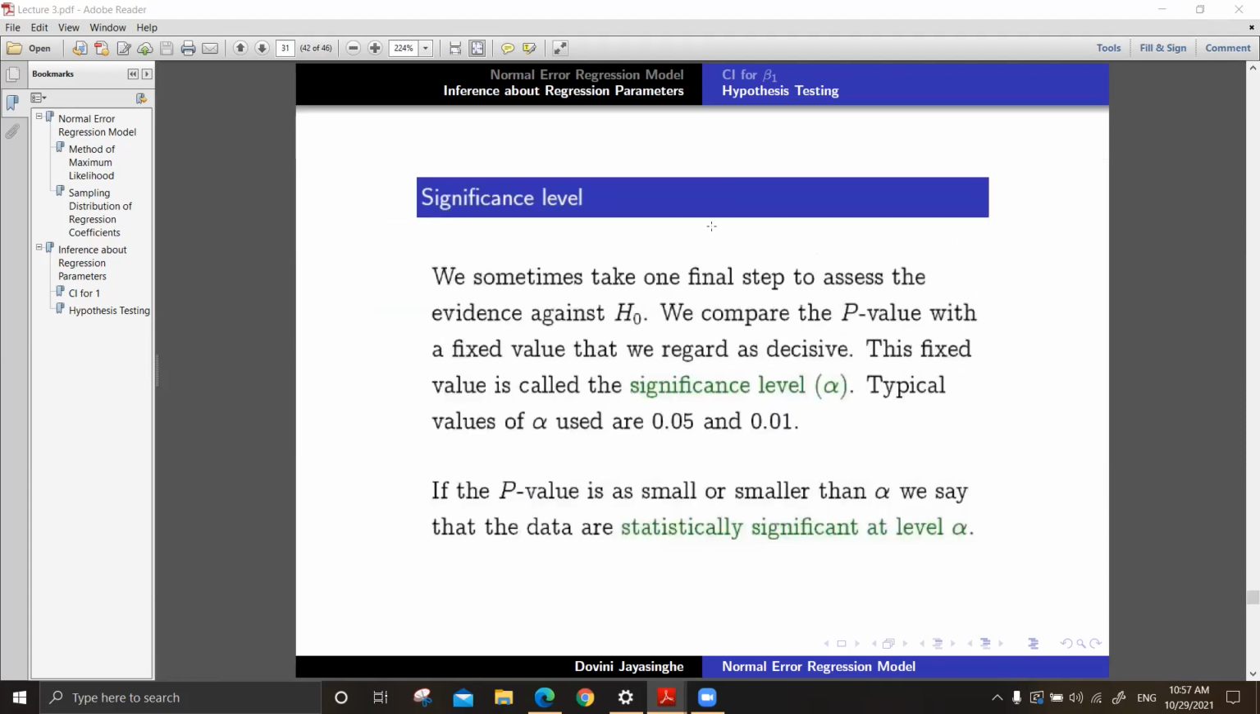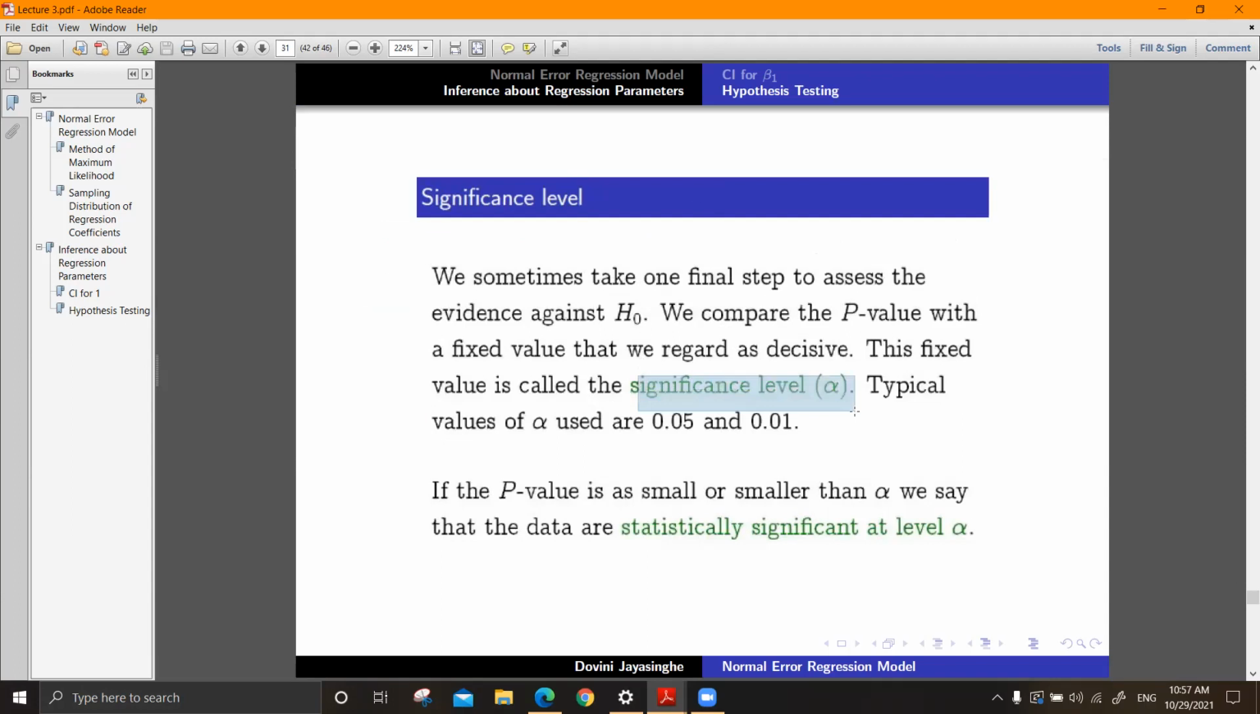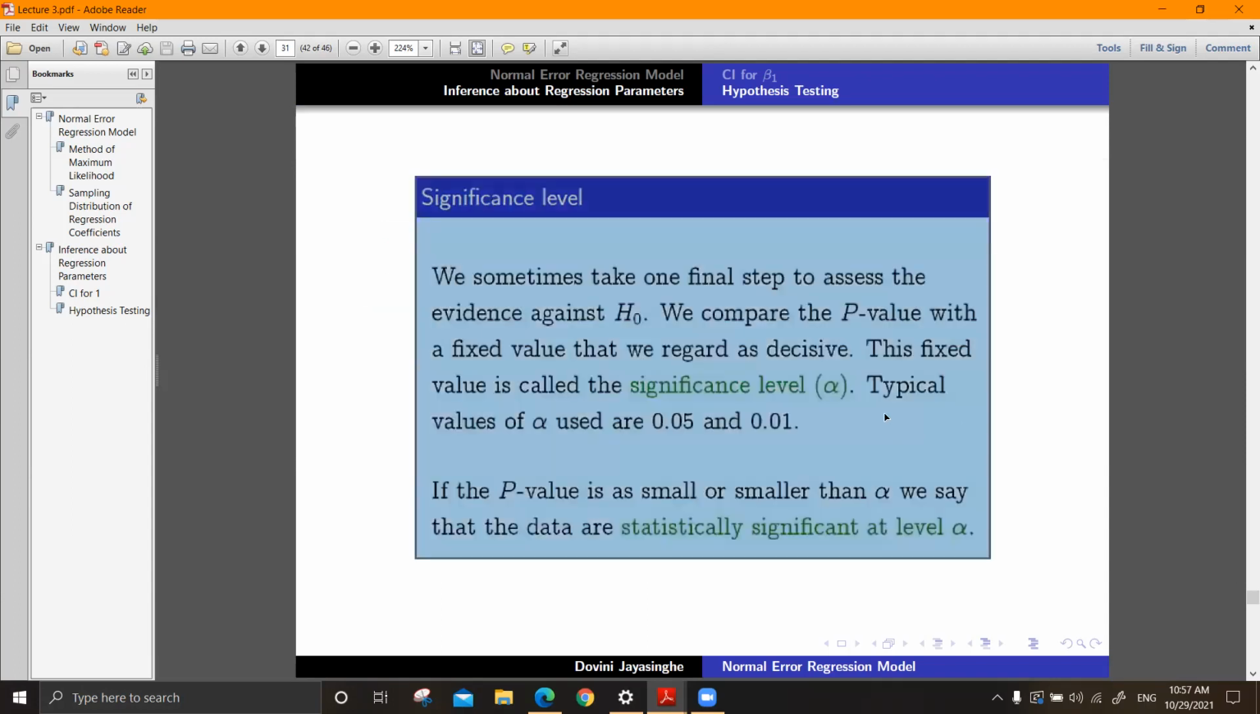We sometimes take one final step to assess the evidence against H0. We compare the p-value with a fixed value that we regard as decisive. The fixed value is called the significance level. I just told you that, right? Because we are checking it with some significance level. Typical values of alpha are 0.05 and 0.01. You can use any value, it doesn't matter, 5%, 1%, even 10%. Usually we use these two.